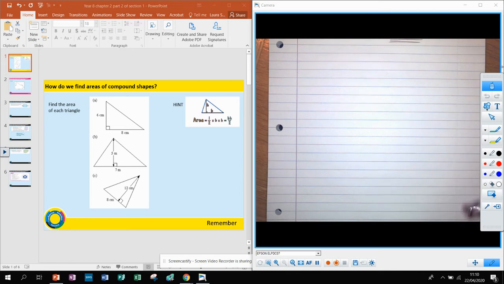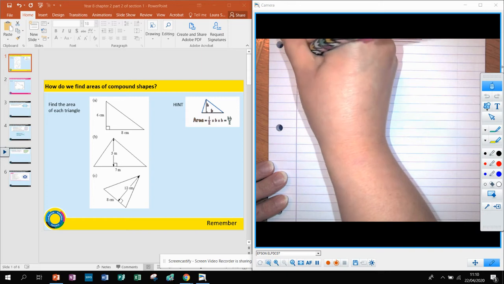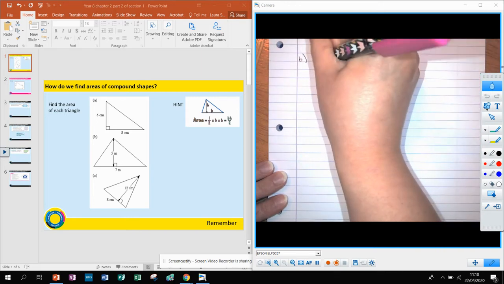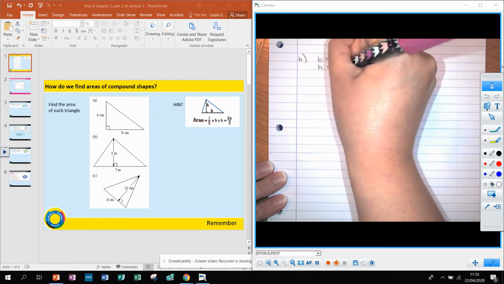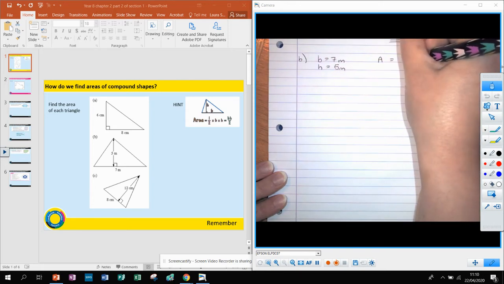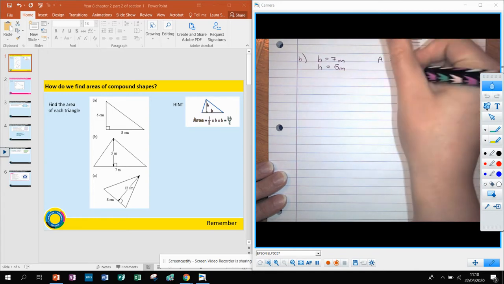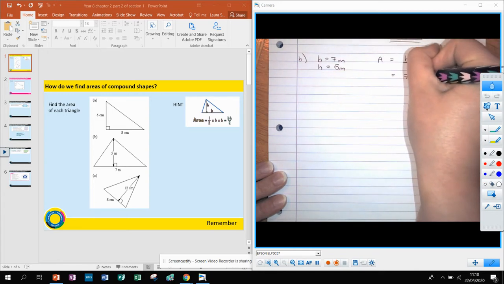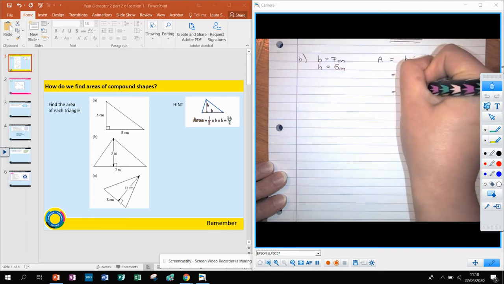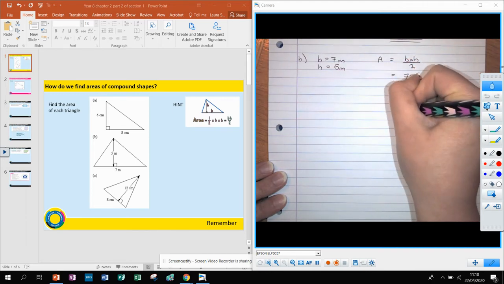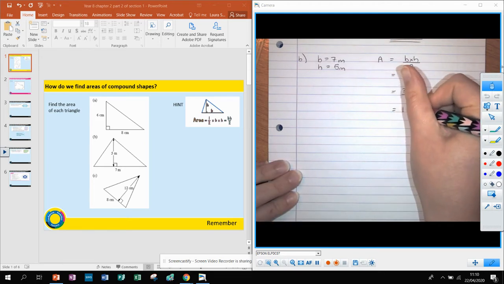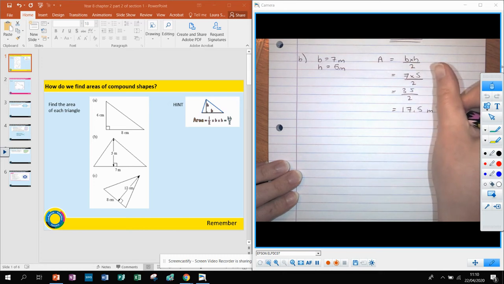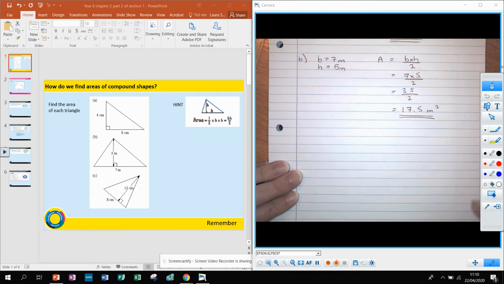For our second one, I'm not going to draw this one because it's beside us. For part B, we had a base equal to 7 meters and a height equal to 5 meters. So when we found the area, which is base times height divided by 2, that was equal to 7 times 5 divided by 2, or 35 divided by 2. Half of 30 is 15, and half of 5 is 2.5, so that is 17.5. And don't forget meters squared for the units.